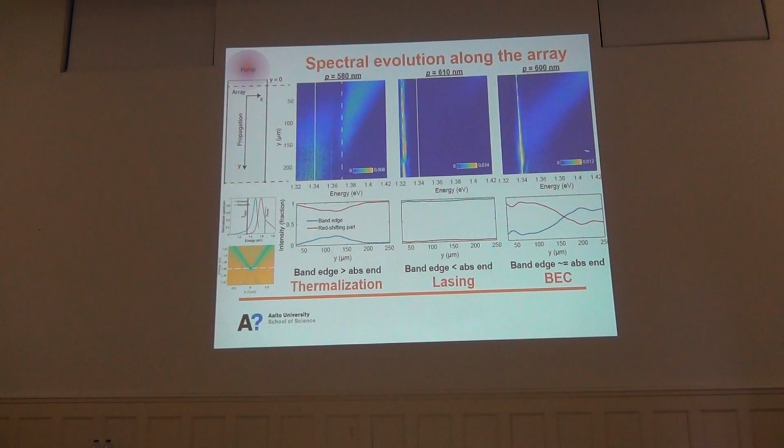It's actually in this region where the redshift has somehow stabilized. And you can see it from the dynamics also that the band edge really gathers the population until at some point, somewhere here, it actually exceeds the population elsewhere in the spectrum.